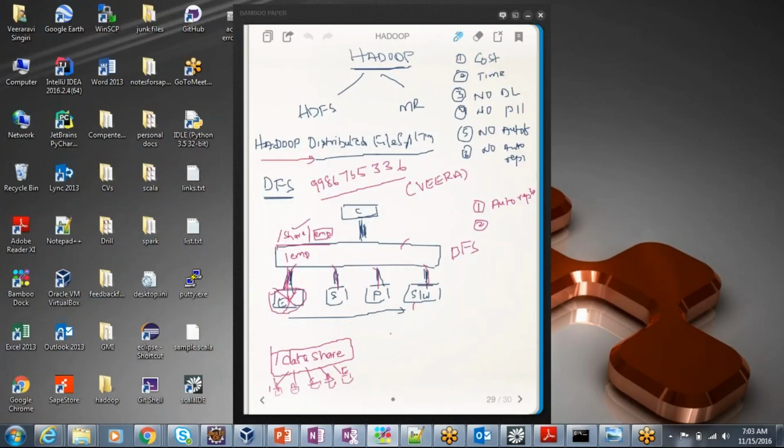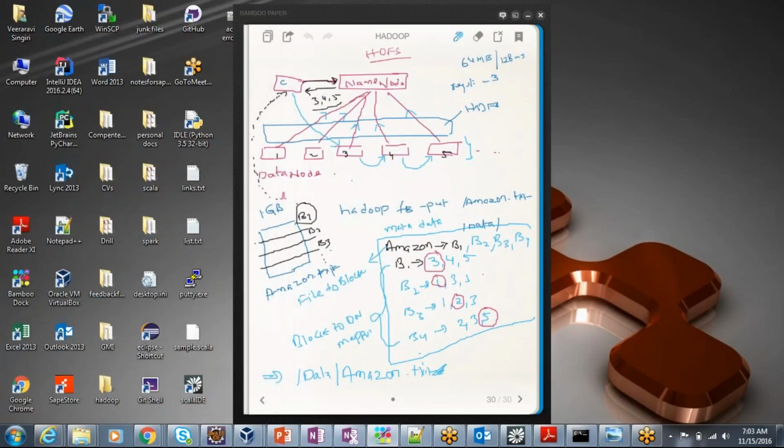Let's look at the first limitation. What is the first limitation? Cost, time, no data localization, no parallelism, no automatic replica, and these things, right? Now I have automatic replication, and now I have parallel processing. Because I'm processing parallelly, I'll take less time, right?